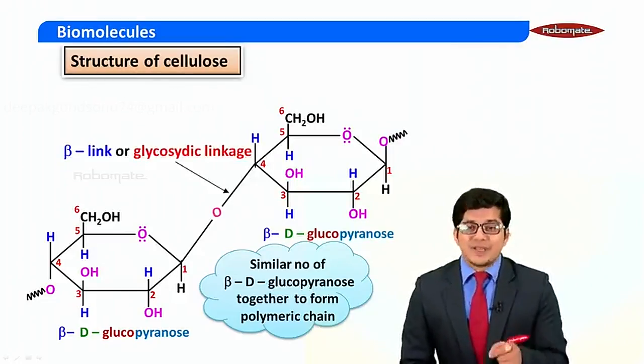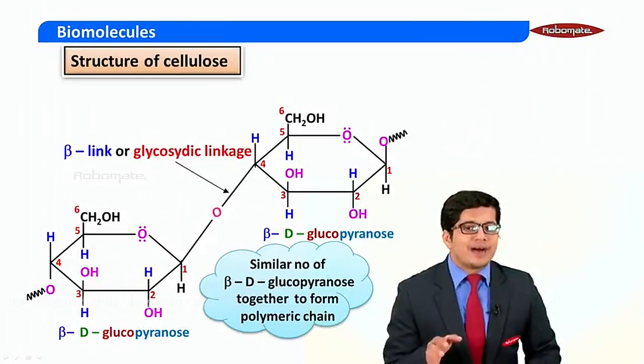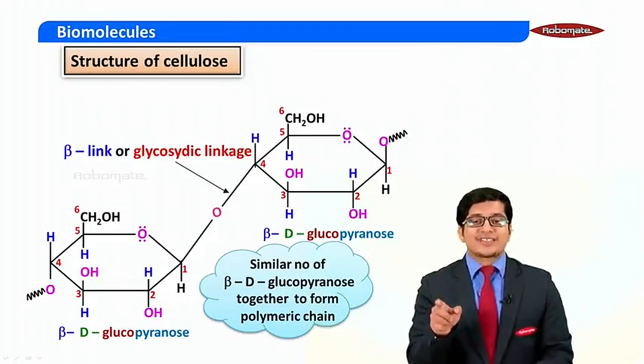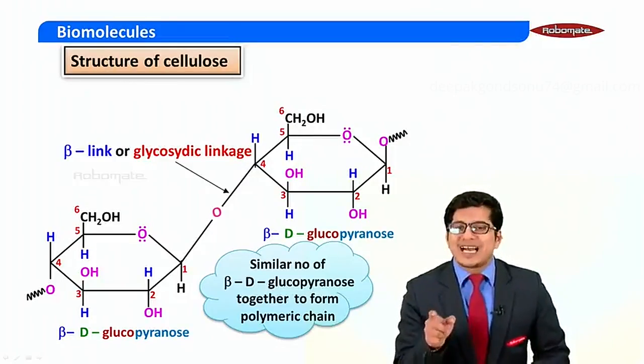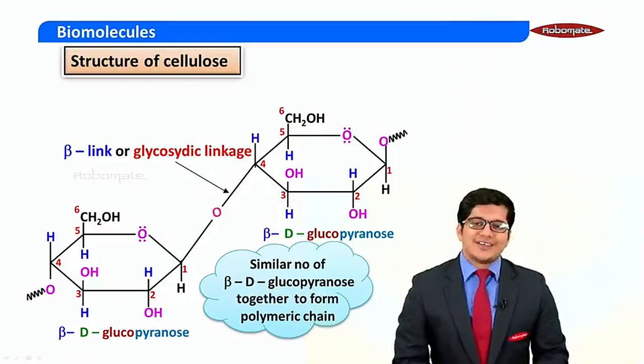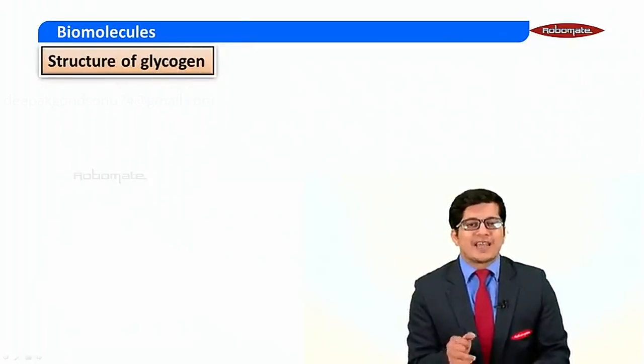Let's start with the next. Now, in this case, you need to remember, as we are joining beta-D-glucopyranose, the rings would be called beta links or beta-glycosidic bonds. Further, now let's start with the structure of glycogen.